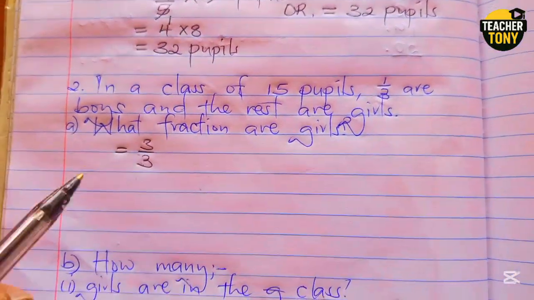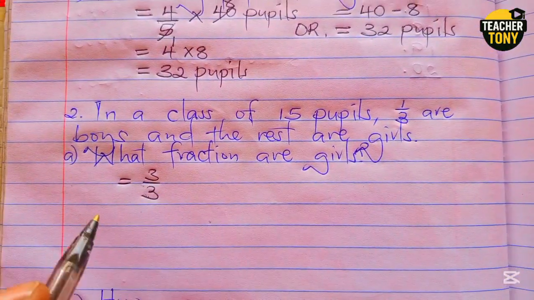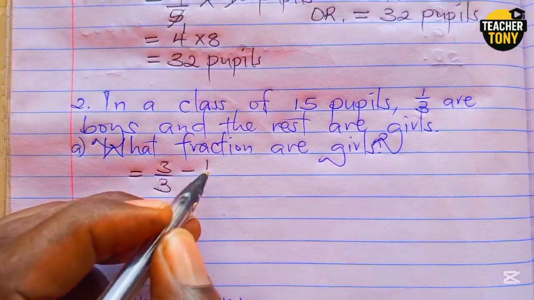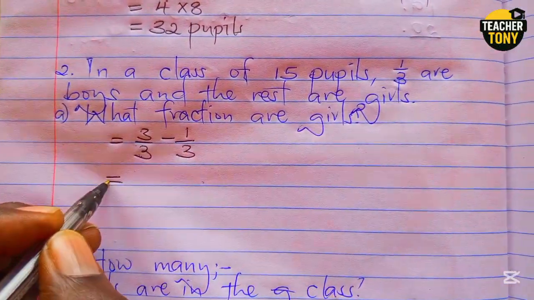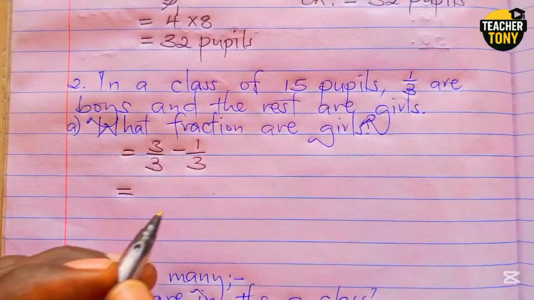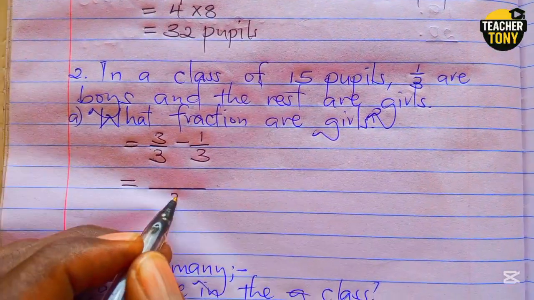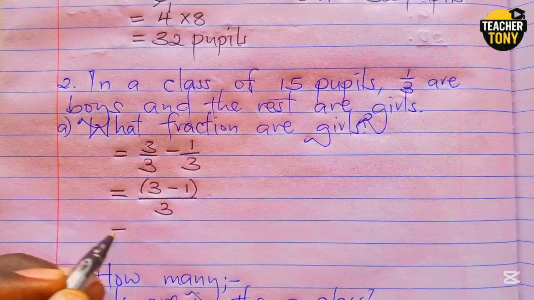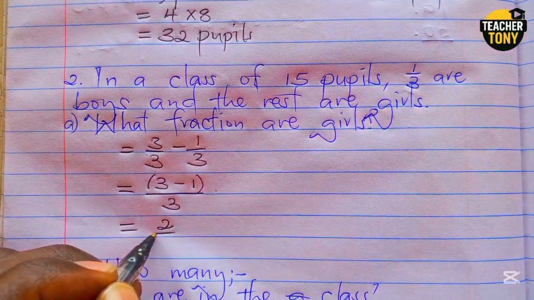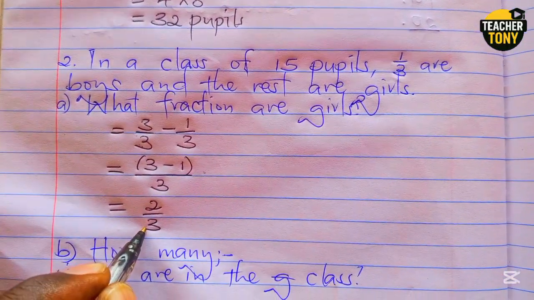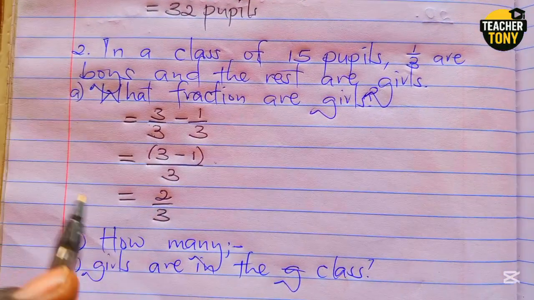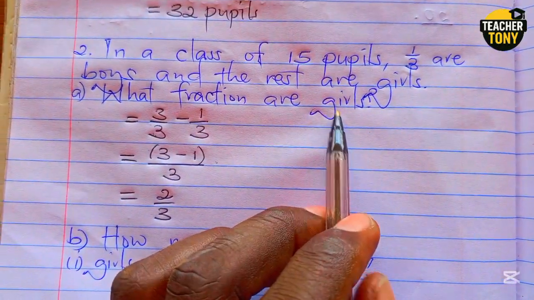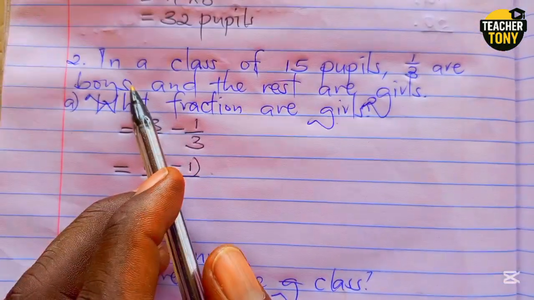So let's subtract the fraction of the boys from this total fraction. So minus 1 out of 3. The final thing we shall have is a denominator of 3 here. The numerator will be 3 minus 1, and 3 minus 1 is 2. So 2 out of 3. You can see how easy it is. And this is the fraction of girls, by the way. This one is for the boys.